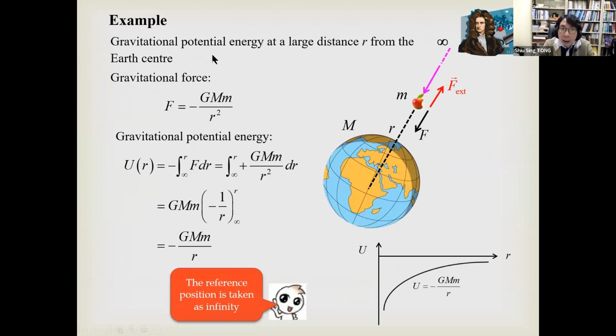Now this is a slightly more complicated situation. We start with the gravity force at a large distance from the Earth. And Newton tells us that the gravity force is minus GMm over r squared.